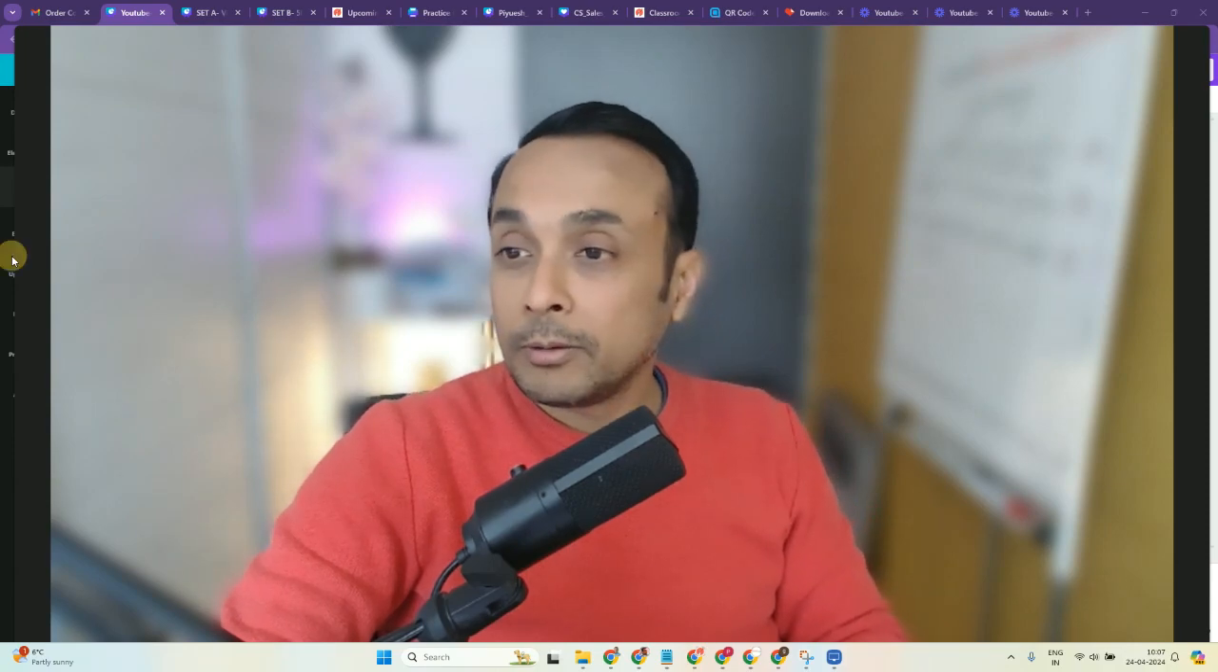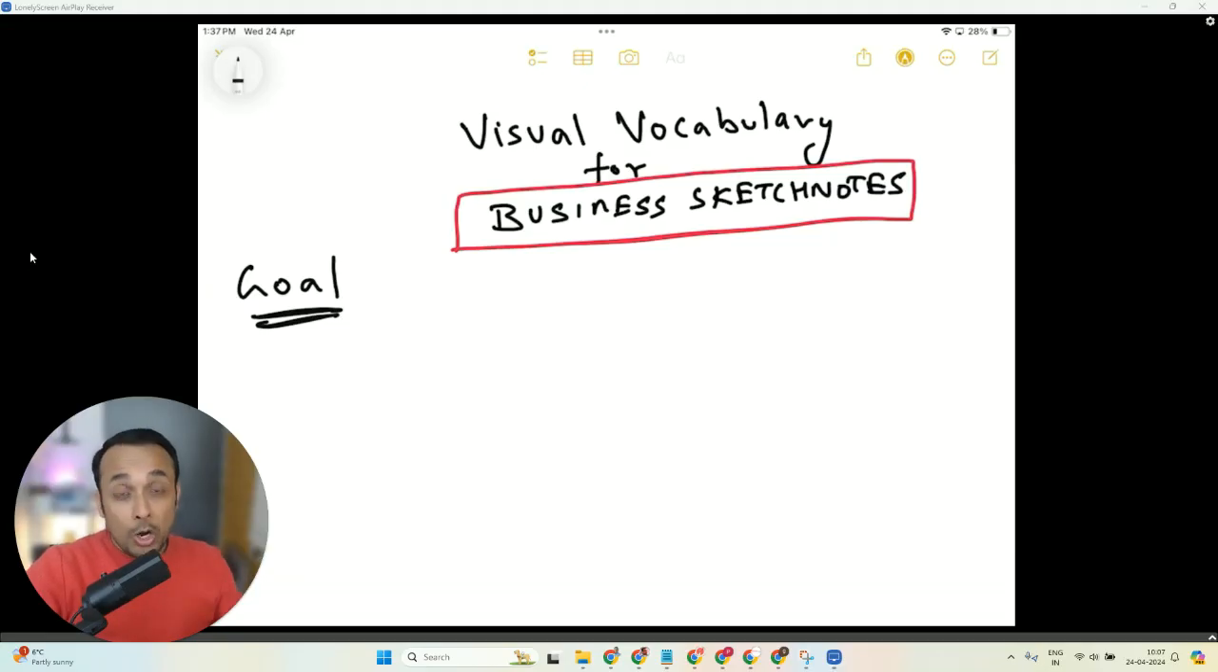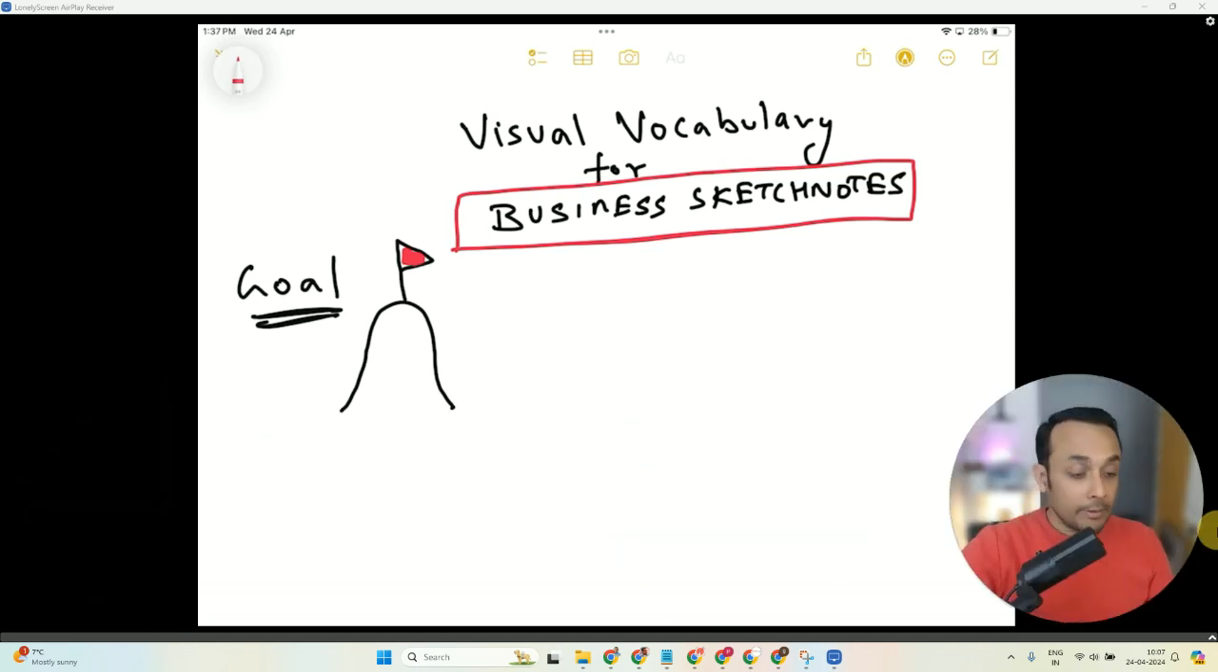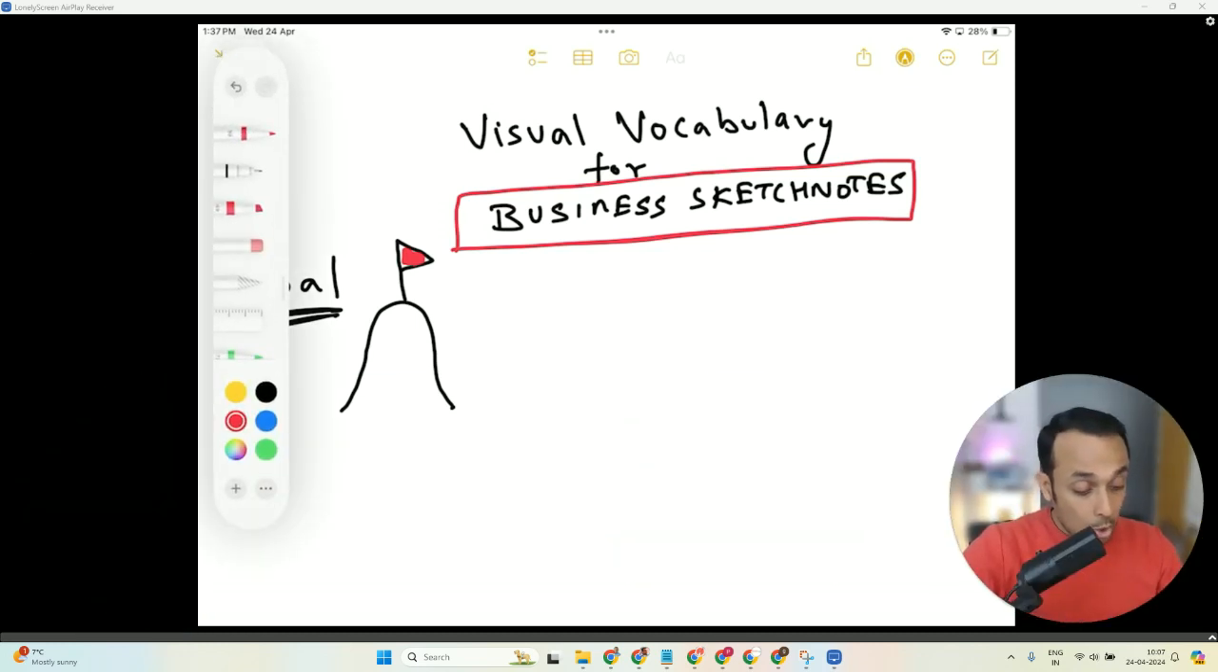So let's start with drawing something which is very important in business sketch notes, and you must know this vocabulary, and this is drawing a goal. So how can you draw a goal? To draw a goal, we will be drawing a mountain and then a flag over the mountain, and this becomes our goal. I'll be coloring the goal with red color, just to make it more prominent. So this is how you can draw a goal.